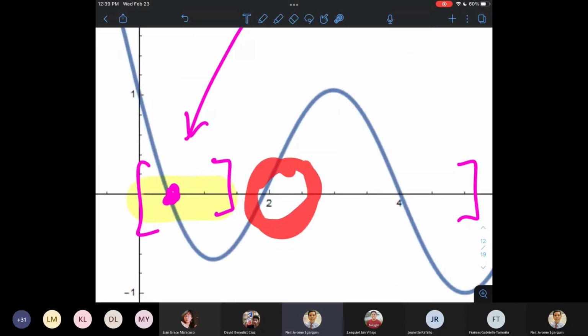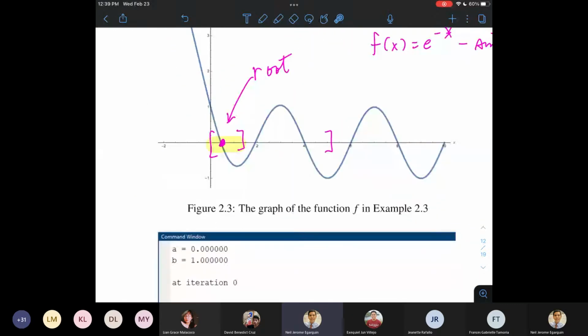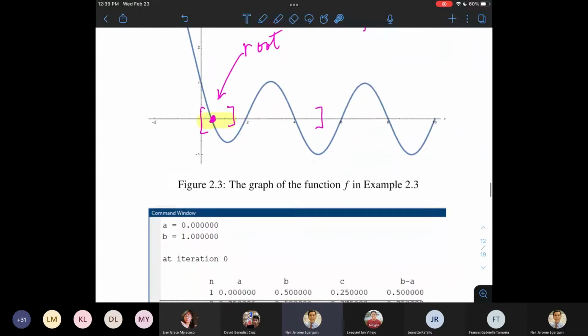So malapit siya kay 2. So hindi ko dapat isama si 2 dun sa bracket na gagamitin ko. All right? But again, may requirements si bisection method. Dapat magkaiba yung sign f of a at saka ni f of b. So you could choose any interval satisfying those criteria. But I guess in this problem, I used a equals 0 and b equals 1.